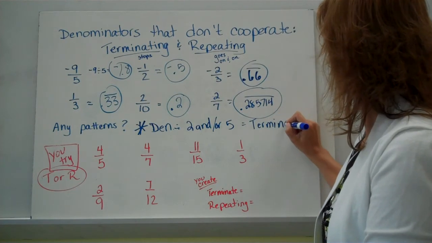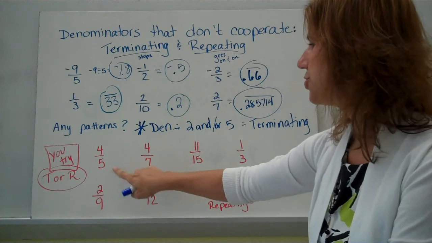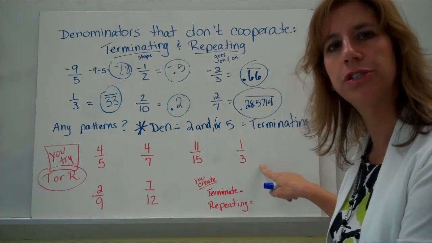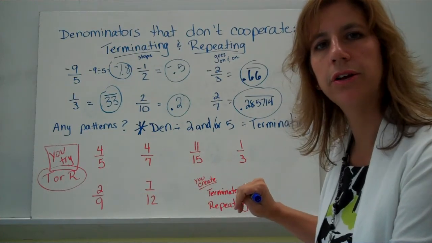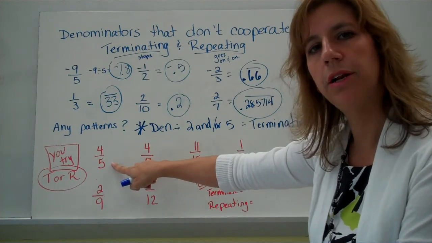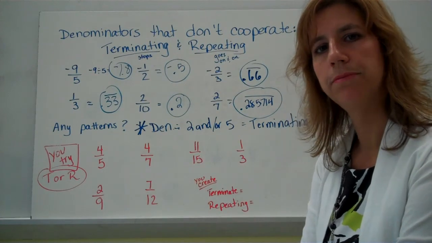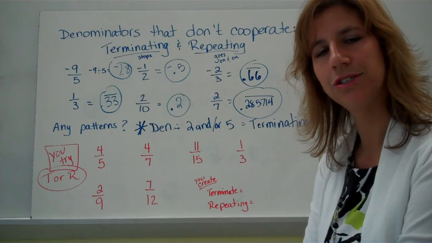See if you can use those clues to go ahead and answer each one of these questions. Try not to use your calculator. Use it if you need to double check. But go ahead and see if you can look at the denominator and decide if it's terminating or repeating just by using that one rule. And then come on back and I'll tell you the answers.